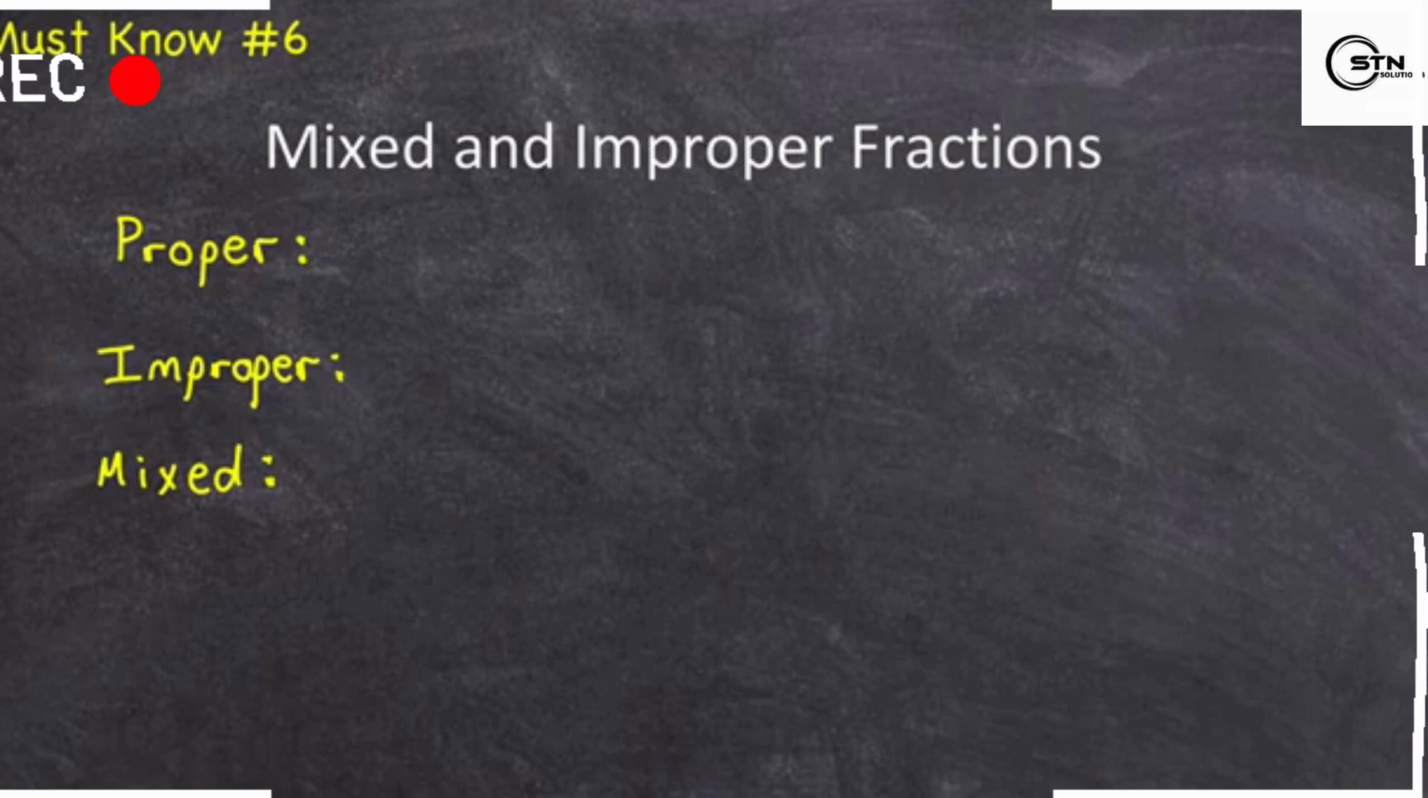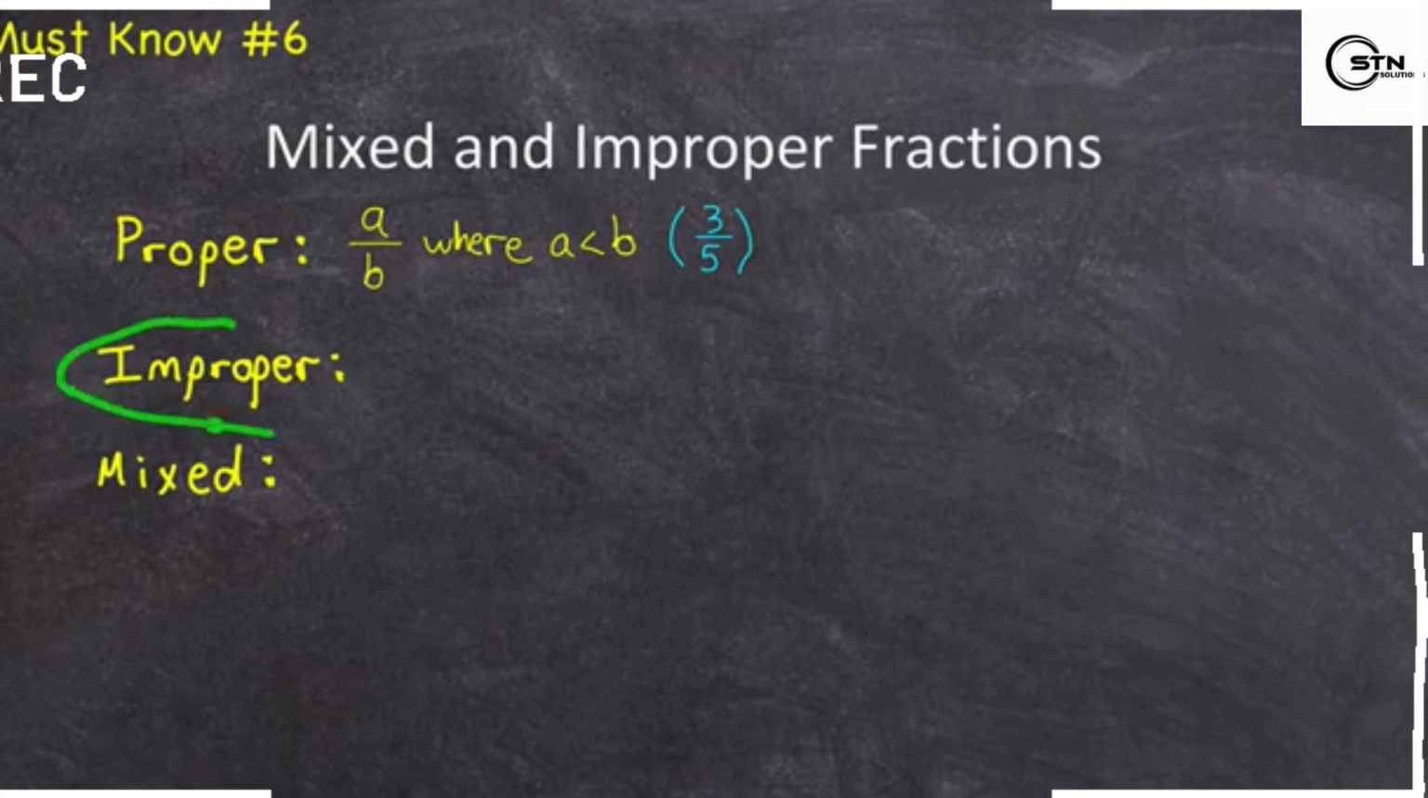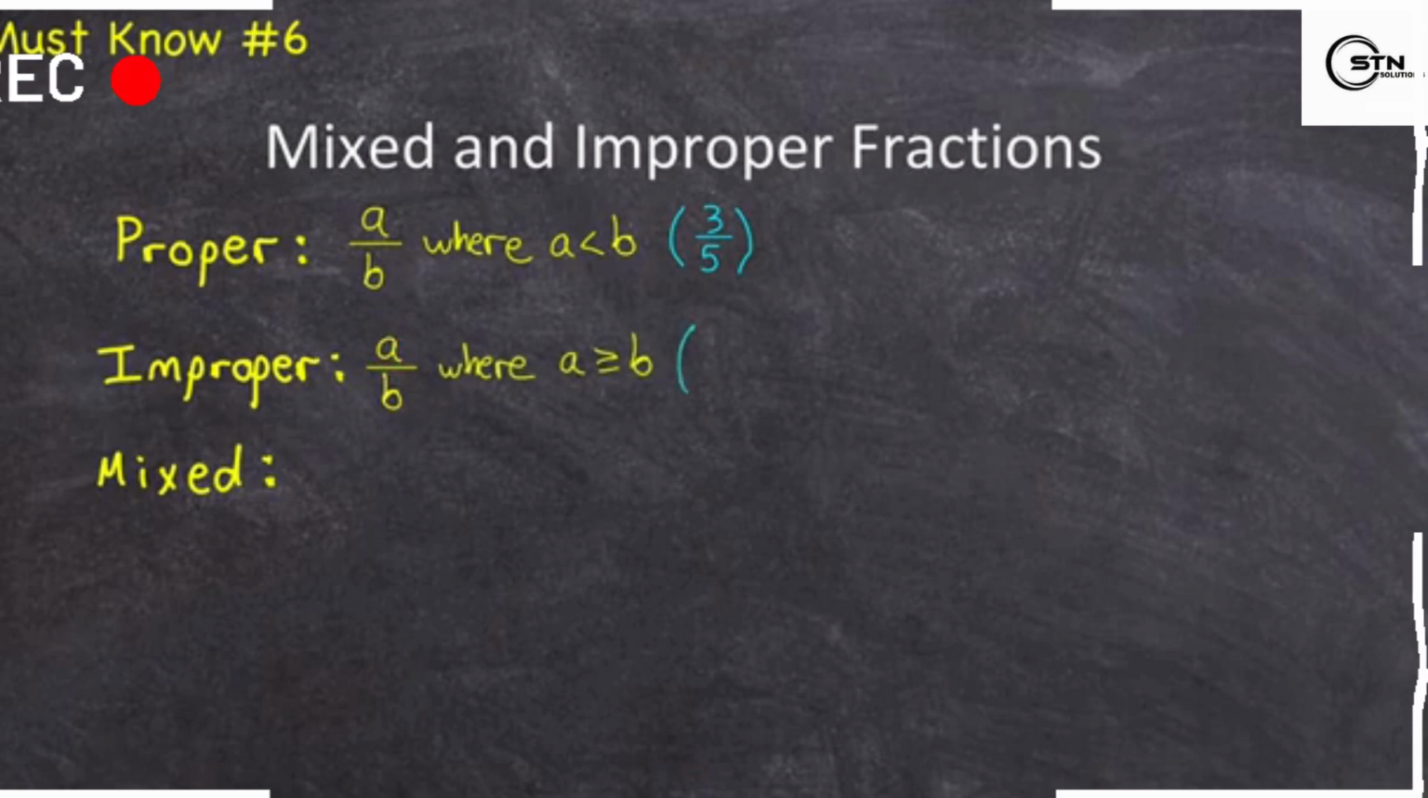A proper fraction is of the format a over b, where the number in the numerator, a, is less than the number in the denominator, b. A quick example of that would be the fraction 3 over 5. An improper fraction is also of the format a over b, but this time the number in the numerator, a, is bigger than or equal to the number in the denominator. An example of an improper fraction would be the fraction 10 over 7.